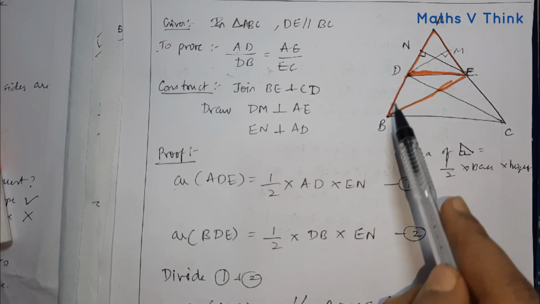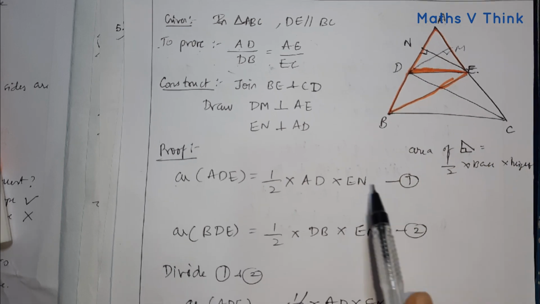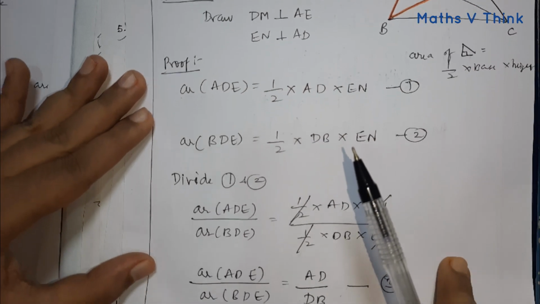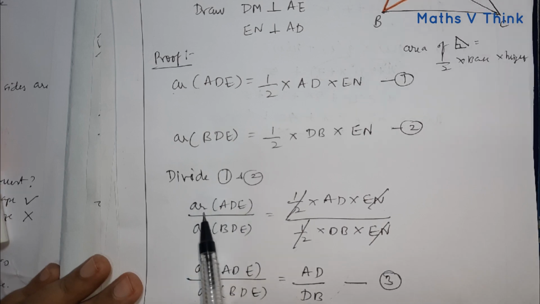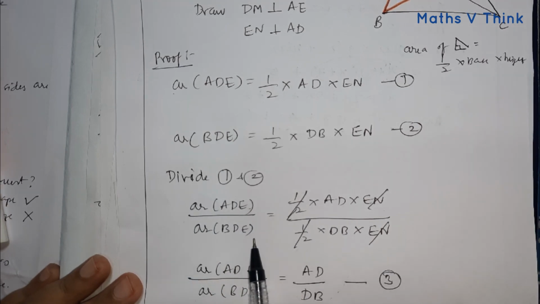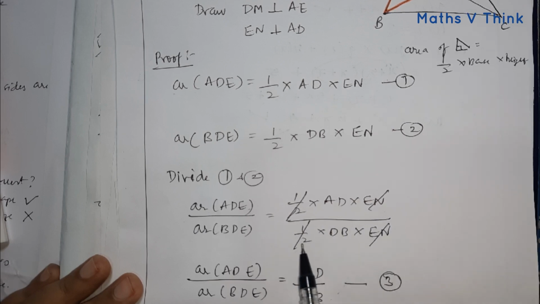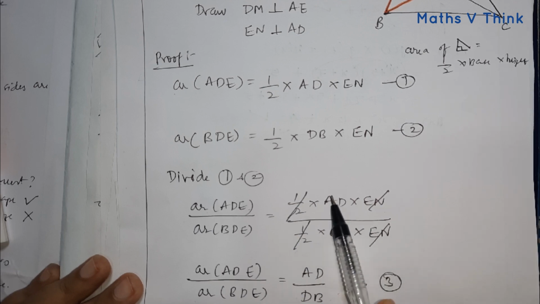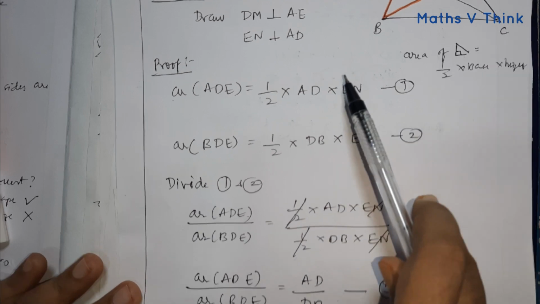Same way for BDE, base is DB and height is EN. So write as 1 and 2. Now divide 1 and 2. So area of ADE by area of DBE is equal to half into AD into EN by half into DB into EN. Half gets cancelled, EN gets cancelled. So the remaining is AD by DB. So we got the left side, AD by DB.